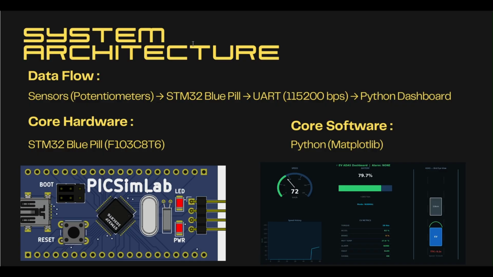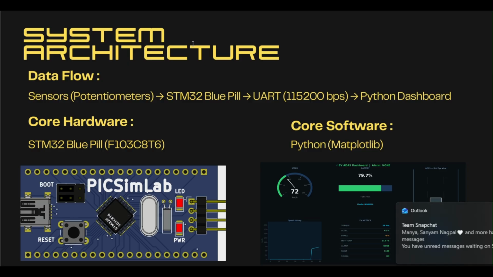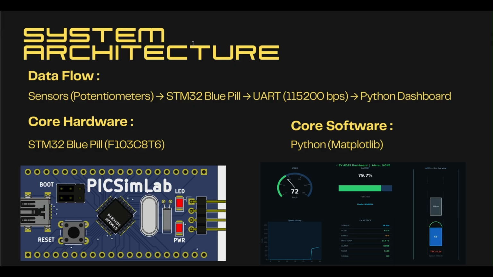Let's look at how data moves through our system. To make sure the dashboard updates instantly without any lag, the project is divided into three simple parts. First, we have the input layer. In a real electric car, these would be the actual gas and brake pedals, the battery sensors, and proximity sensors. In our simulation, we model them using an adjustable slider called a potentiometer along with an ultrasonic sensor model.